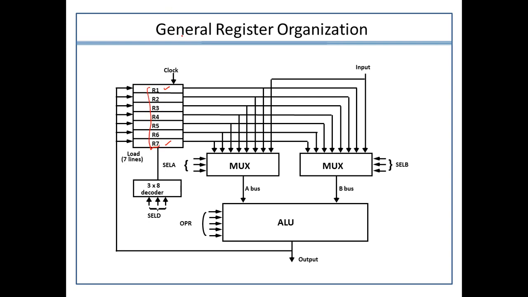Let me build a general background of what this diagram is all about. We are considering that in a machine there are 7 general purpose registers available, and these 7 general purpose registers which are present within the CPU are processing the data. So for the processing element, the ALU within the CPU, some data will be taken from either of these registers. In order to take the data, we are using the multiplexers here.